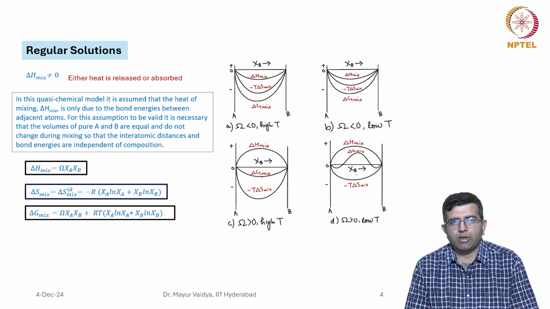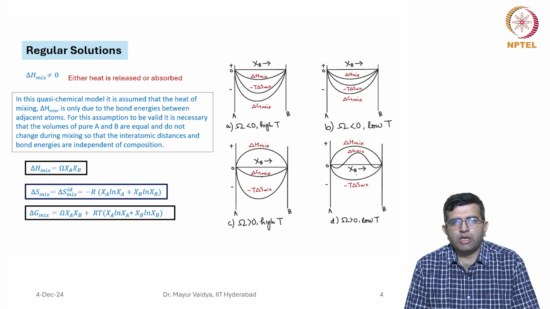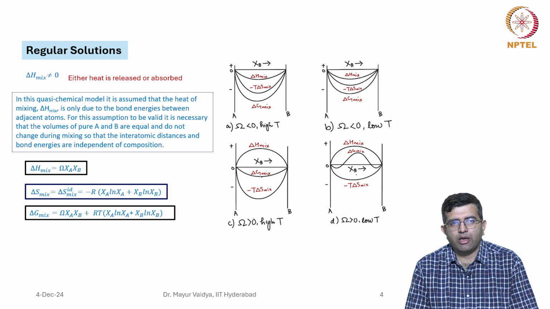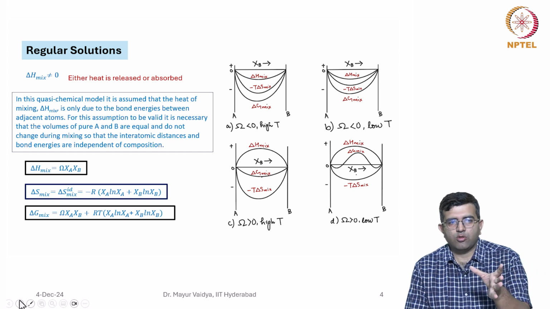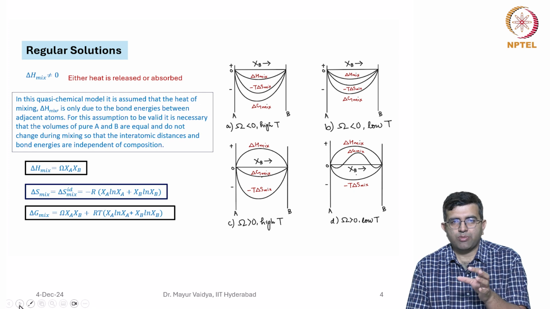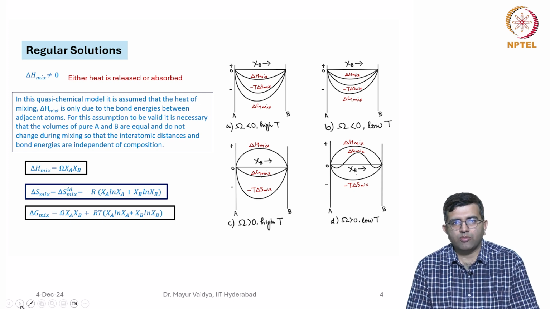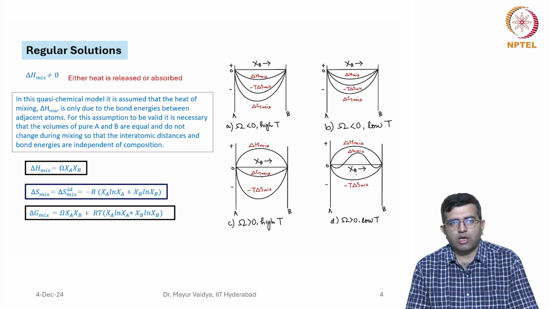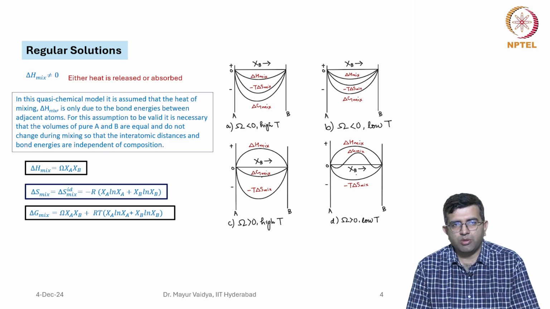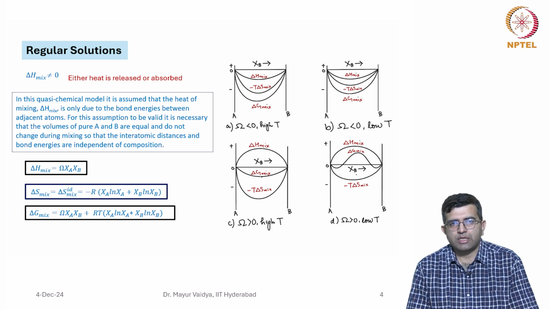It is known as the quasi-chemical model, that delta H mix is only due to the change in the bond energies between the adjacent atoms. So, typically the delta H mix is represented as omega XA XB, where omega is the interaction parameter. I am not going into too much detail of how omega is related to bond energies and so on, for which there is a separate thermodynamics course where you can find more details, but for our understanding this is enough. And the delta S mix in the case of regular solution is assumed to be the ideal mixing entropy, which is minus R (XA ln XA plus XB ln XB).